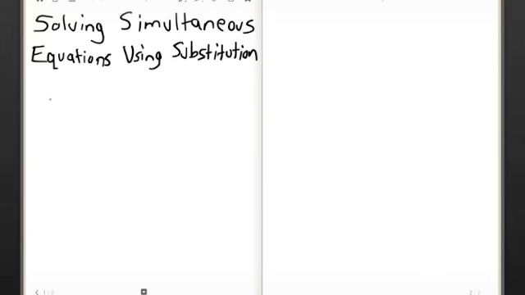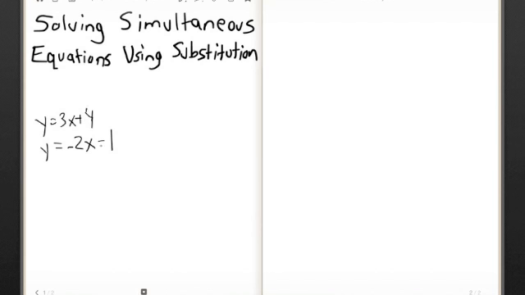So last time we looked at how to solve simultaneous equations by graphing them and finding the point where they intersect. And now we're going to look at a way to do the same thing, find the point of intersection, but without graphing. We're just going to do it algebraically. So let's start with the same problem we started with in the last video. Y equals 3x plus 4 and y equals negative 2x minus 1.